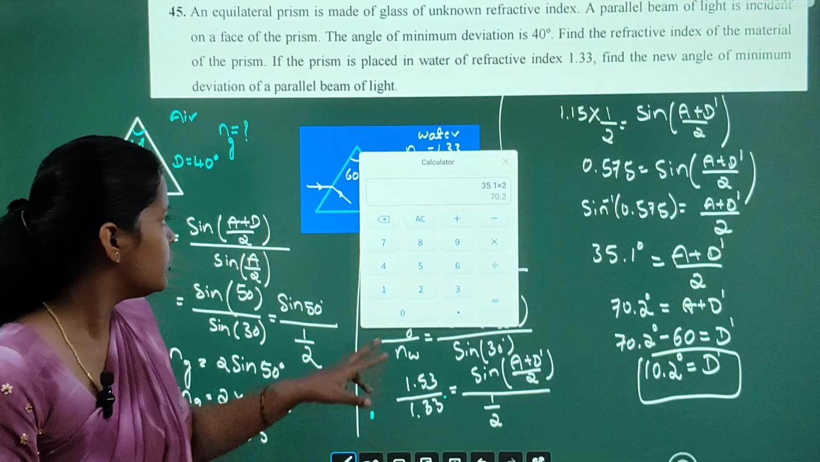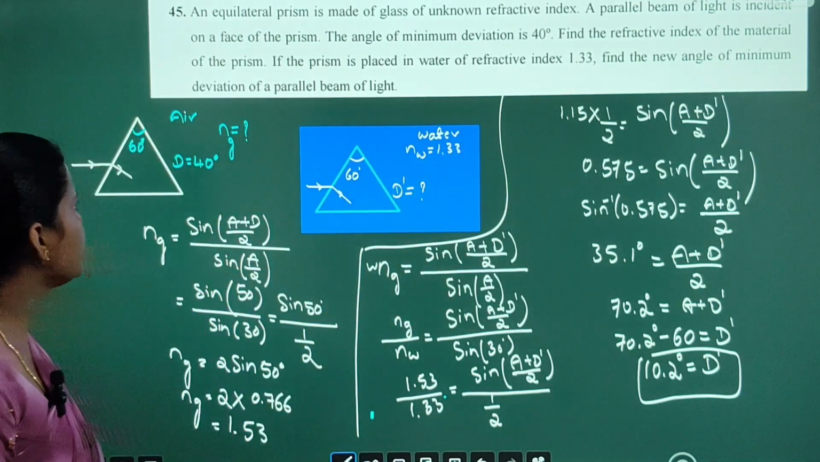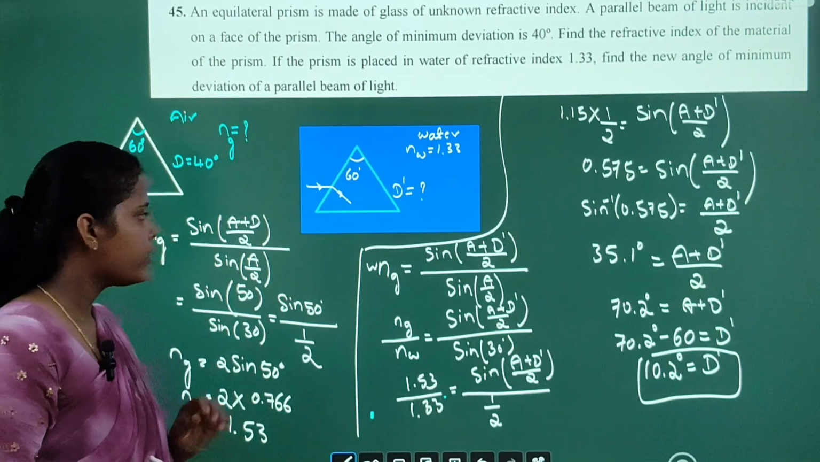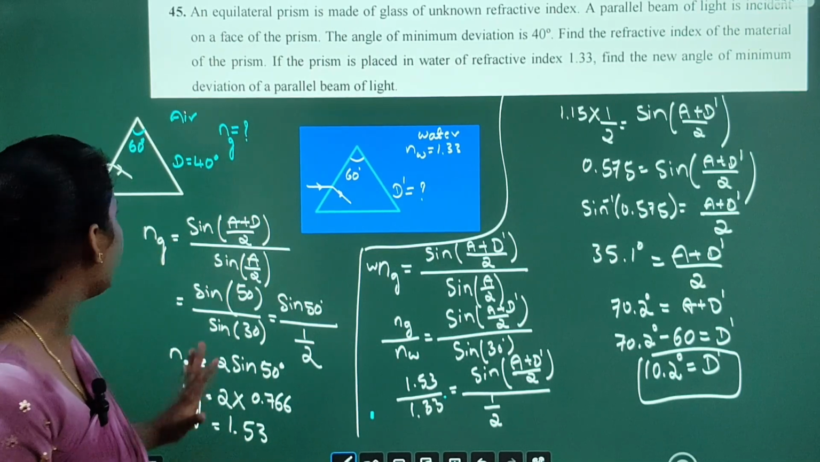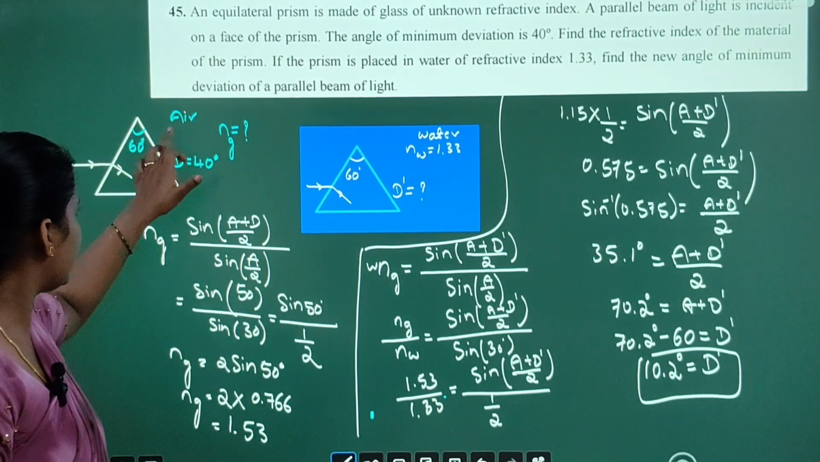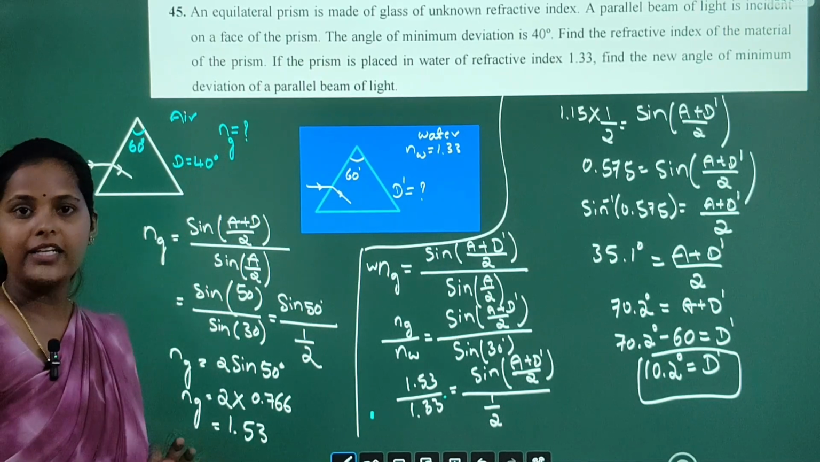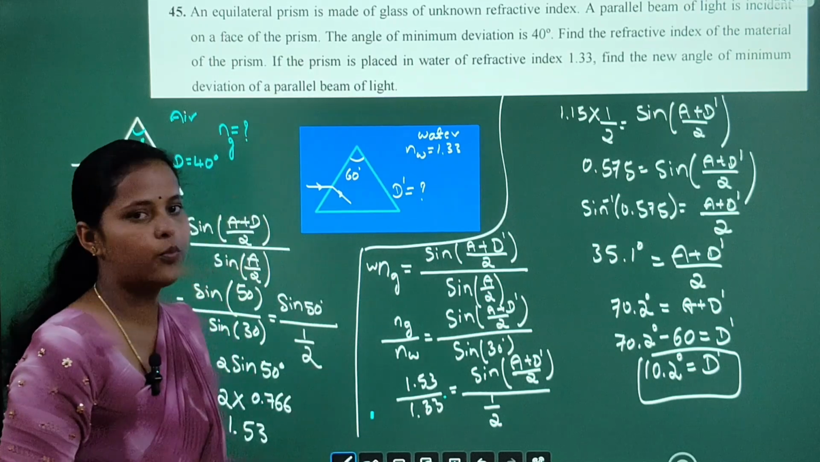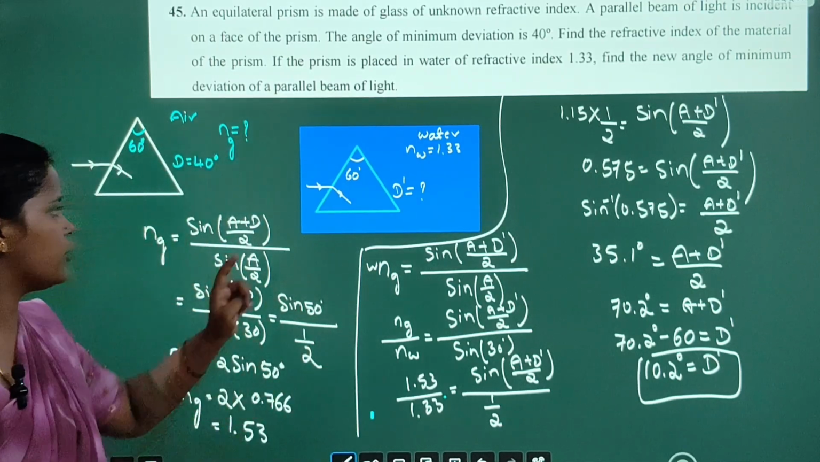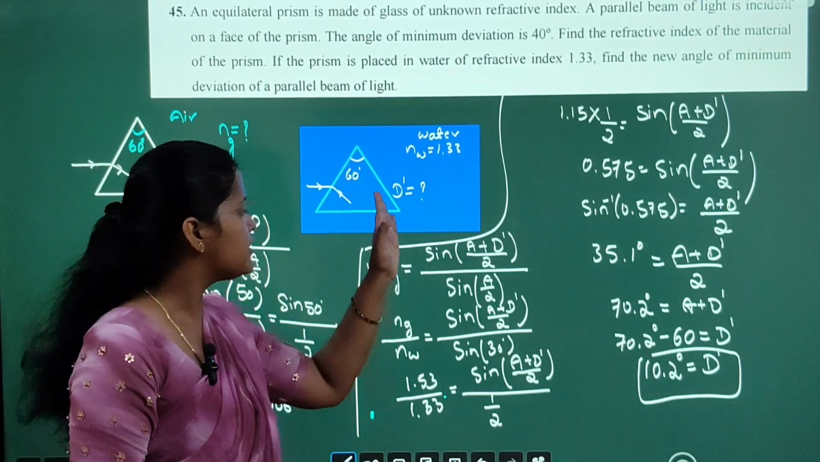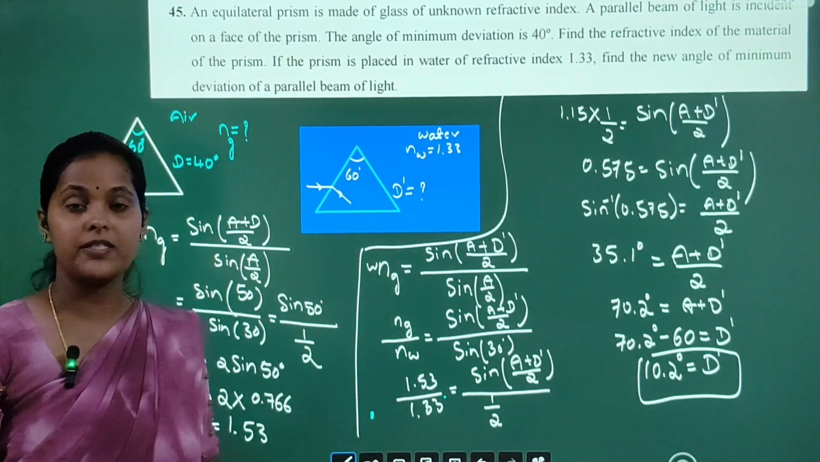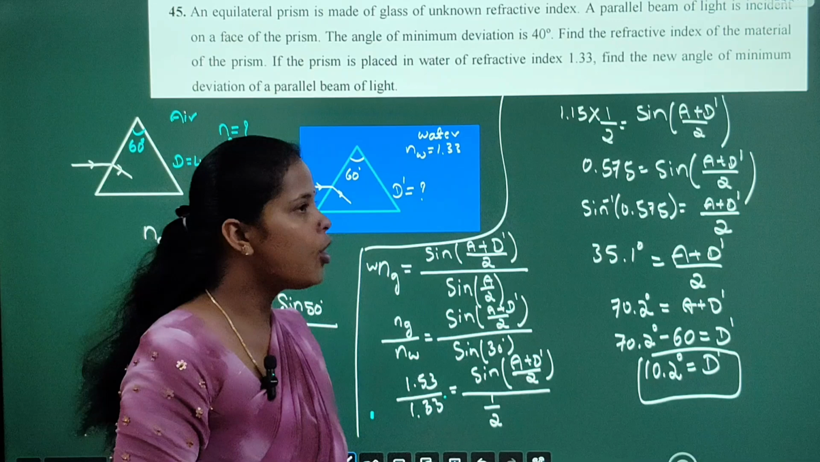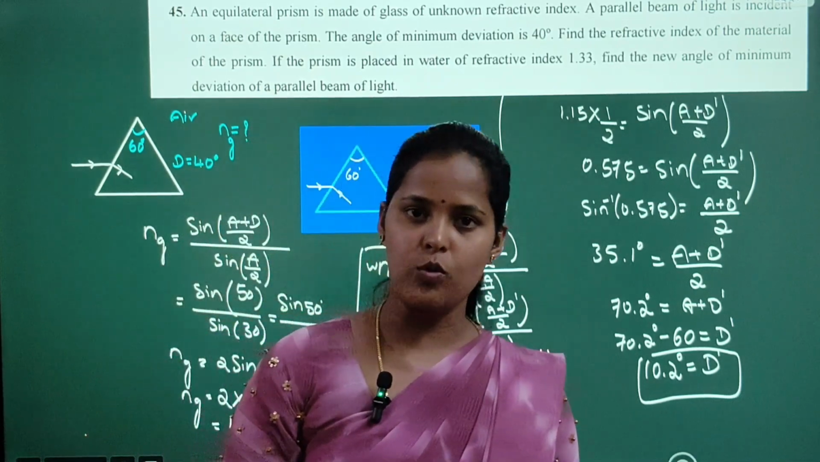Okay, so this is all about the equilateral prism numerical. Here Ng, the refractive index of the glass, is 1.53, and the refractive index of water is 1.33. Using these two values, we have to find out the angle of minimum deviation of the prism when the prism is kept inside of that water. This is all about the numericals of the first model paper.